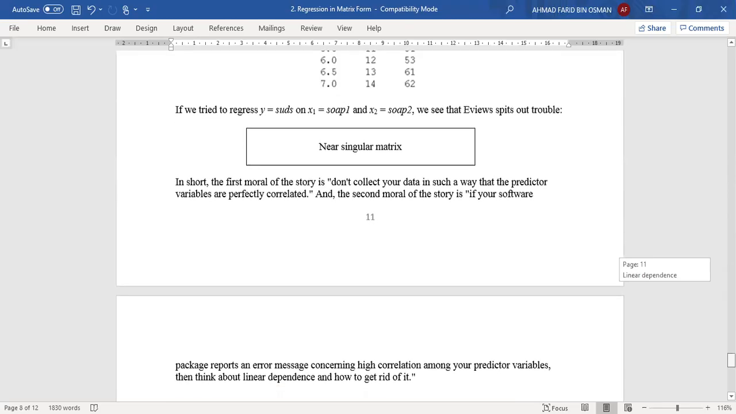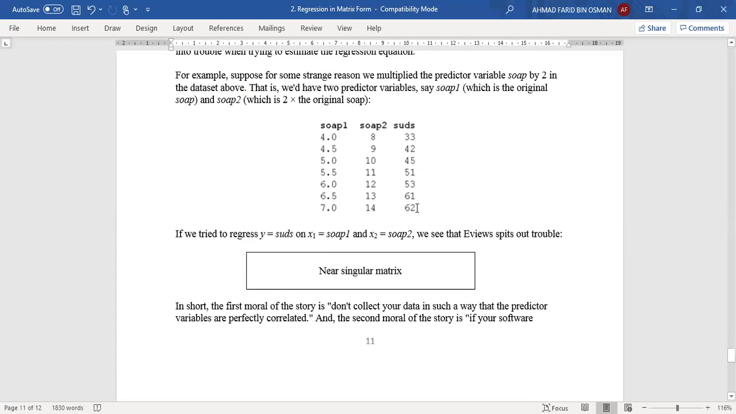Now, for this one, just now, you get the error message. But if you use Excel, I think you still can get a result. It estimates, but the estimate is not correct. It's not correct, so you need to be careful. So maybe we can try to estimate in Excel.